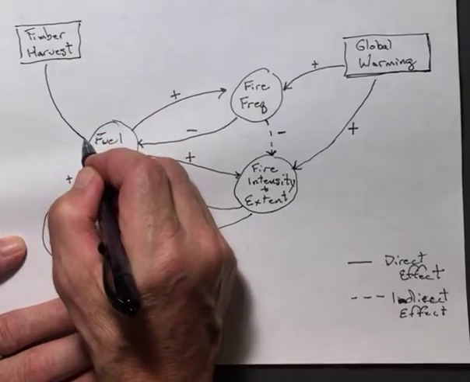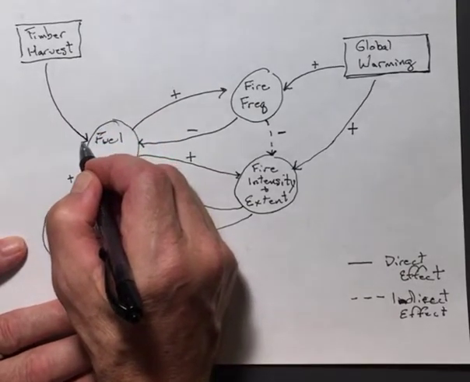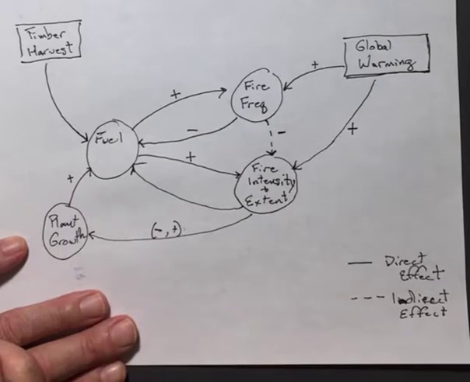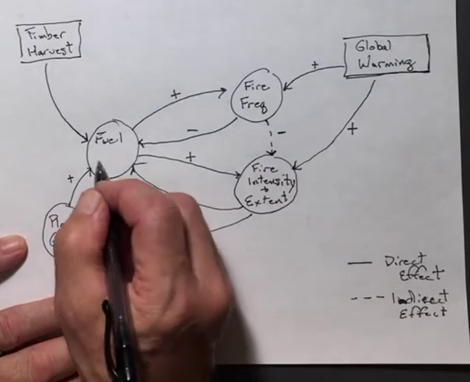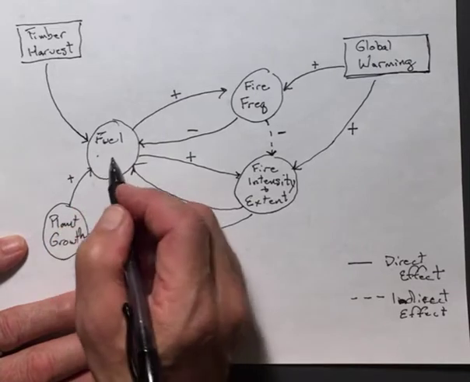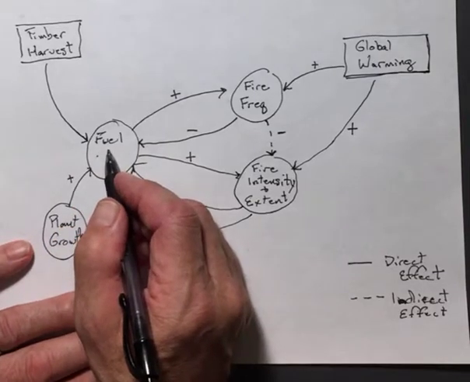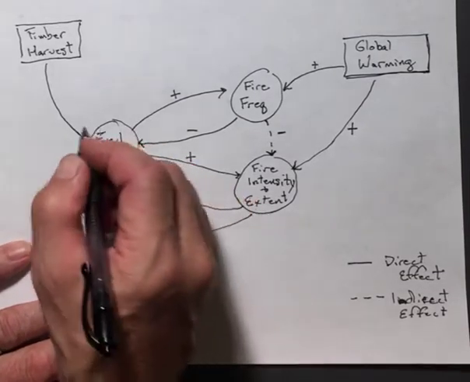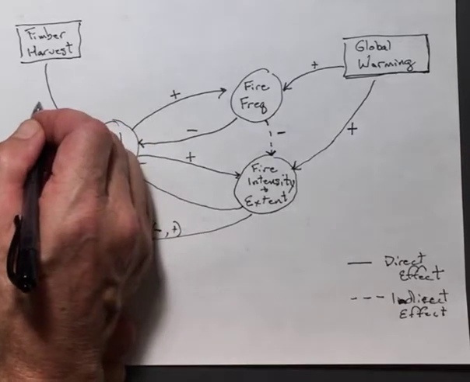Of course, the people who cut those trees down to sell them want the big standing live trees. That's what they want. And depending upon how it's harvested, if they follow good practices, they can also reduce the amount of fuel.